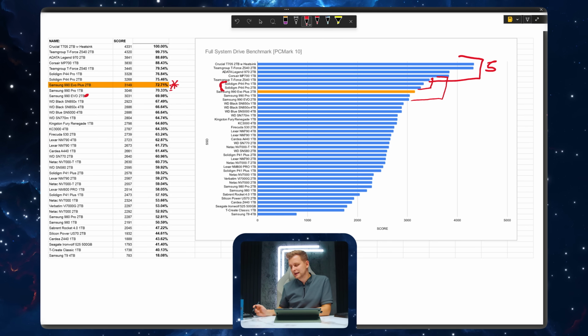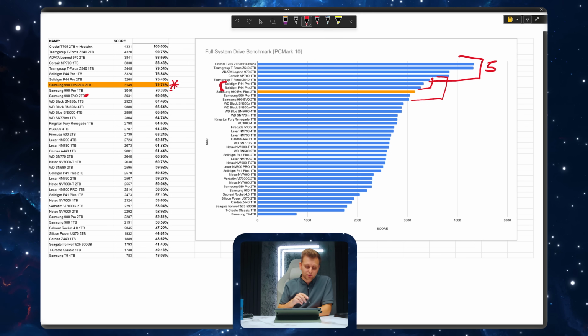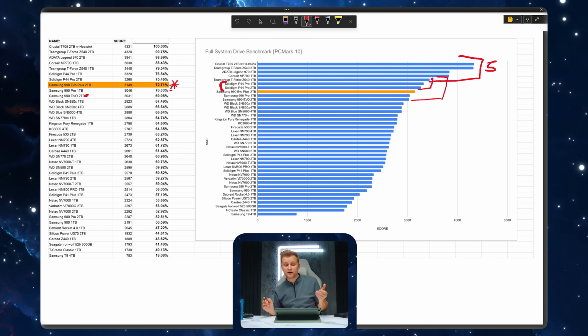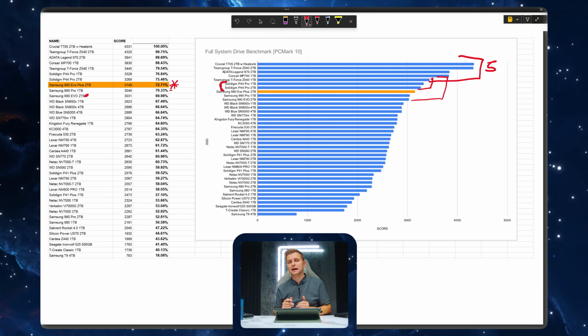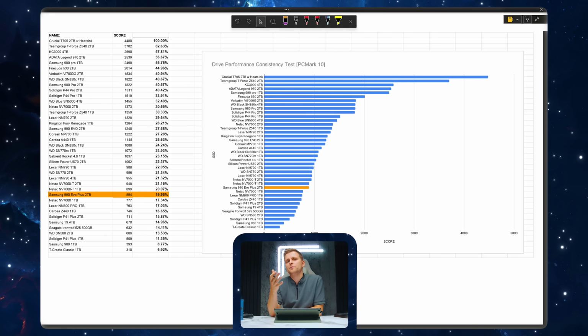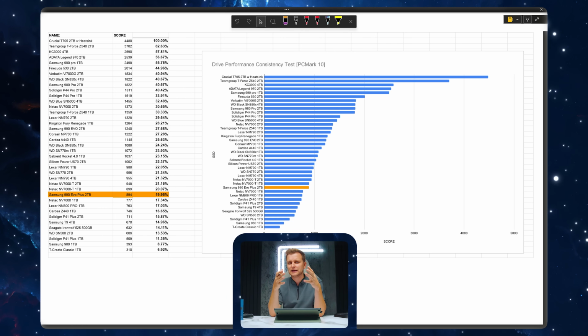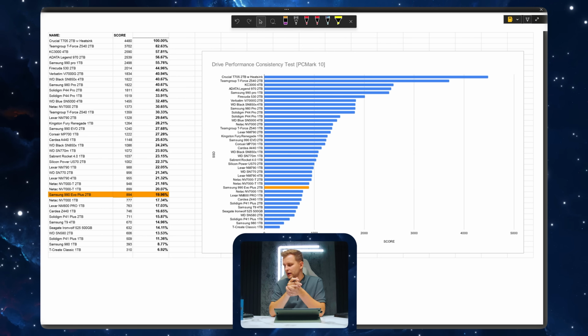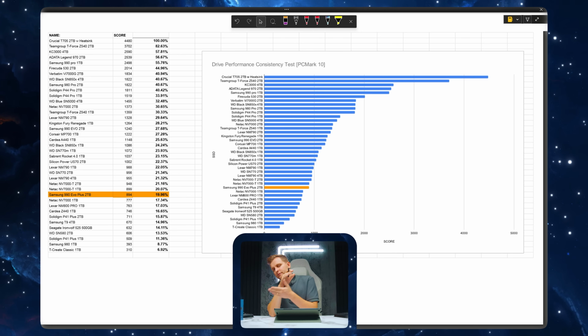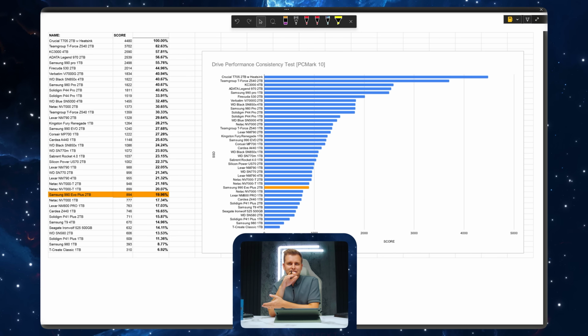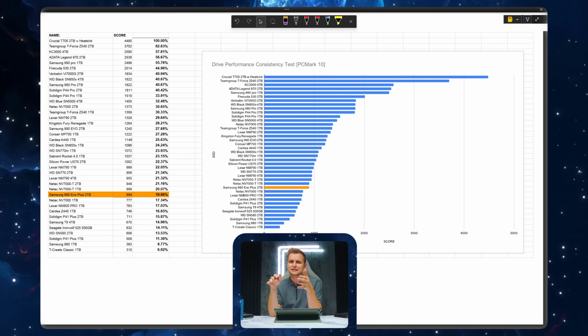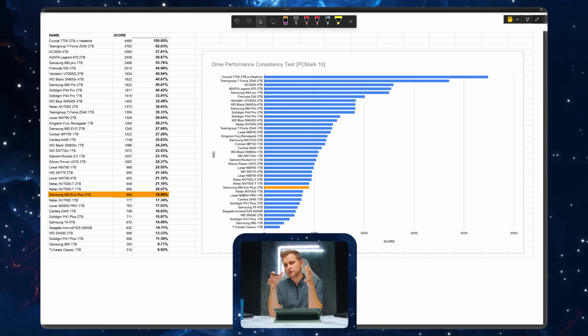But this 990 Evo Plus being lower in price point for a system operating drive, maybe use that one instead of the 990 Pro. Now the drive performance consistency test, which basically absolutely hammers the drive. We're fully filling the drive about 3 times, writing over 20 terabytes of files on it, and this test takes over 20 hours to complete.